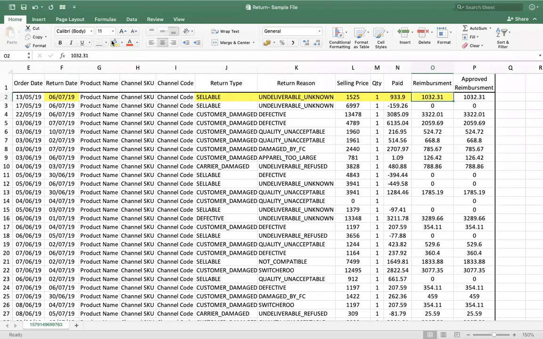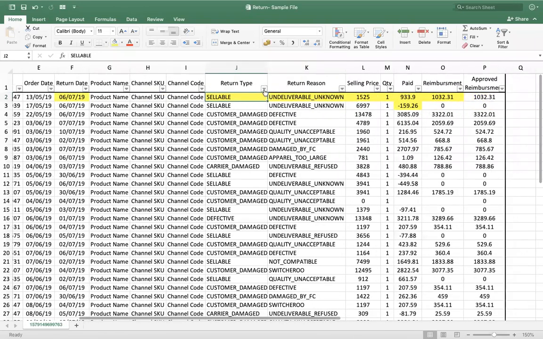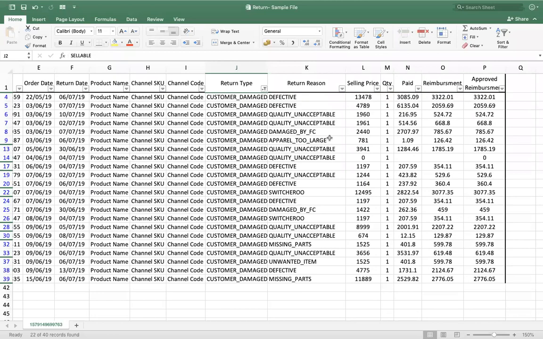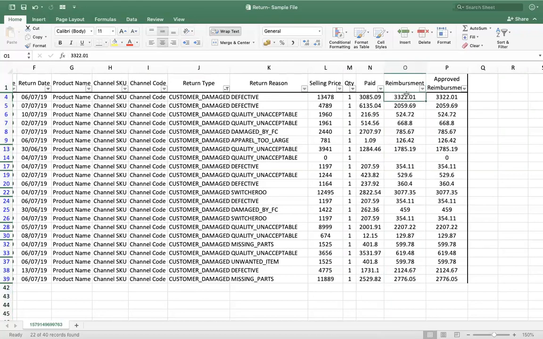So if you see here, you already have got a reimbursement of 1032. Earlier, this order may have been in negative, but after getting a reimbursement, it has now again come into positive. From this sheet itself, you can know easily whether you have received all the reimbursements or not. As per my knowledge, the customer damaged returns fall under reimbursement. So all you need to do is just click or make a filter of all the customer damage returns that you have got. Just check if you have got the reimbursement for all or not. If there is any column which is empty here, it means you have not been reimbursed.